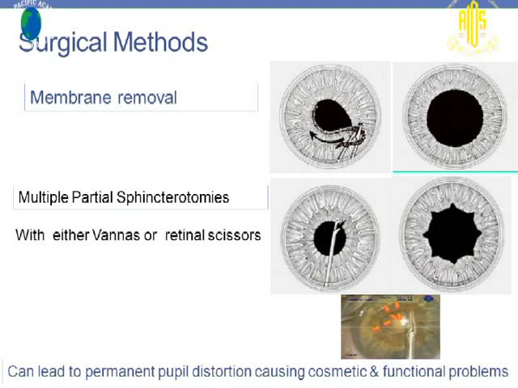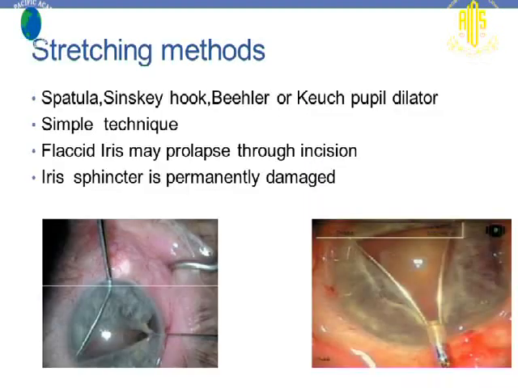People even advocate multiple partial sphincterotomies with either Vannas or retinal scissors, but they can lead to permanent pupil distortion, causing cosmetic and functional problems. Then there are stretching methods by spatula, Sinskey hook, Beehler or Akahoshi pupil dilator. It is a simple technique, but you do have a flaccid iris which may prolapse through the incision.